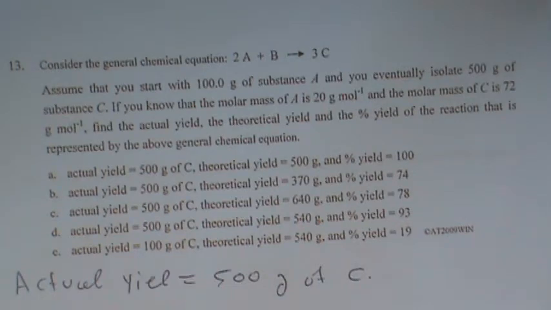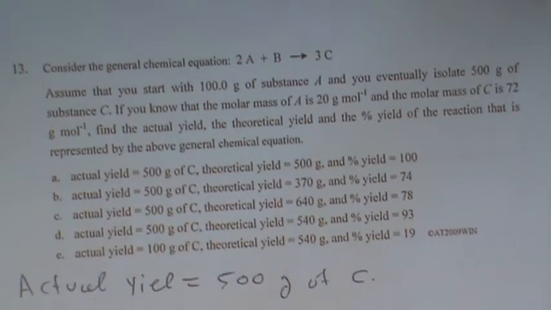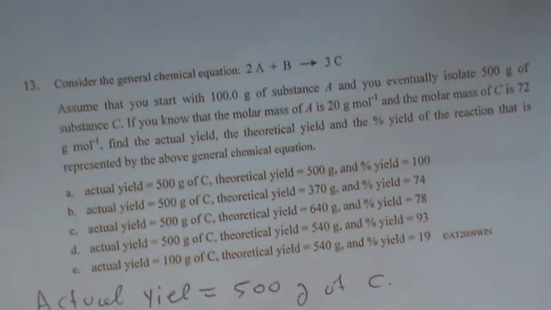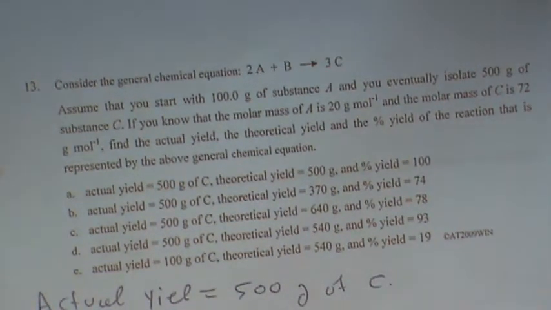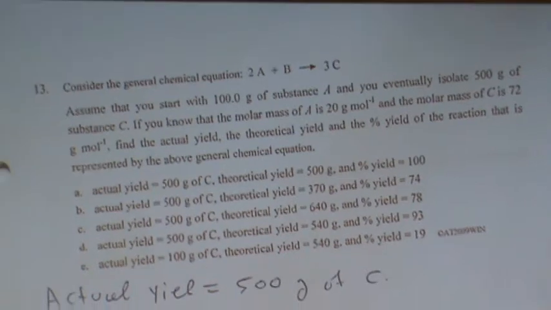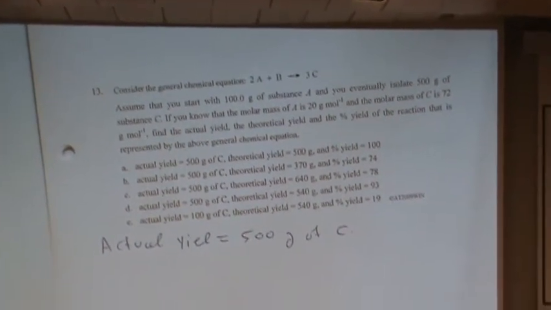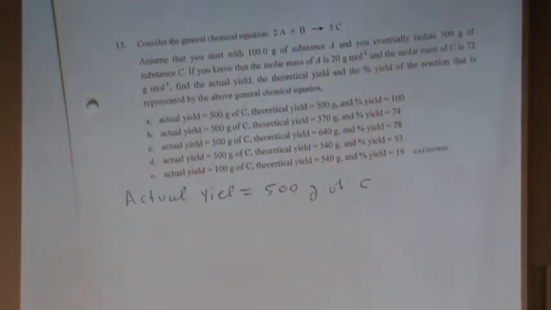Now, we have the molar mass of A and the molar mass of C. The problem is giving it to us. It's good to write these things down when you take the exam. We want to calculate the percent yield, which is going to be actual divided by theoretical. So really, the only thing we need to calculate now is the theoretical yield. Then we can know the percent yield too.